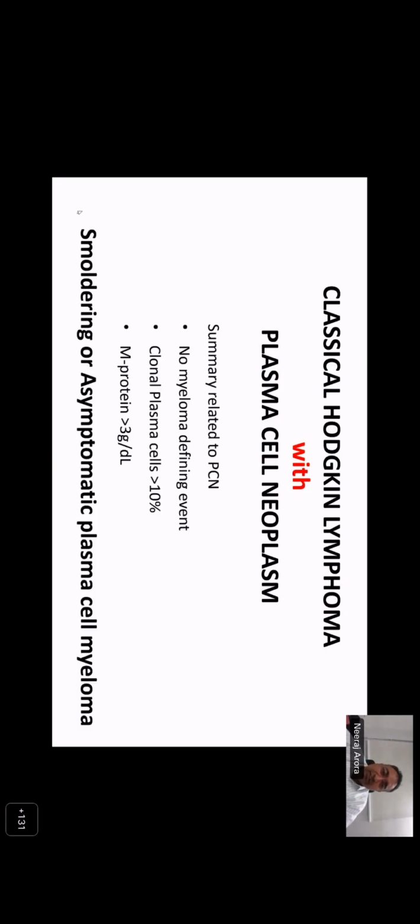This is just to summarize whatever we have seen in this particular case. There was no myeloma defining event. There were clonal plasma cells on bone marrow biopsy, around 10 to 15%, which was more than 10%, and an M protein of 3 grams per deciliter. So we were dealing with a smoldering or asymptomatic plasma cell neoplasm along with classical Hodgkin lymphoma, which was involving the bone marrow.